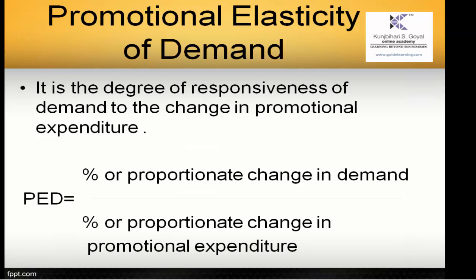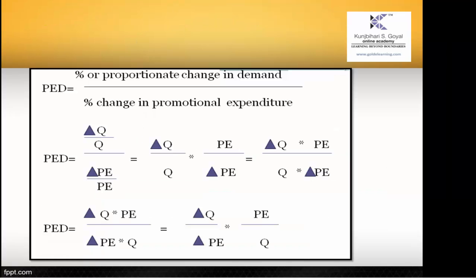Okay. See, promotional elasticity को हमने again same formula we use. It is a degree of responsiveness of demand to the change in promotional expenditure. Promotional expenditure is nothing but advertising expenditure. Formula says percentage of proportionate change in demand divided by percentage of proportionate change in expenditure. Right? We will put this in our usual formula.